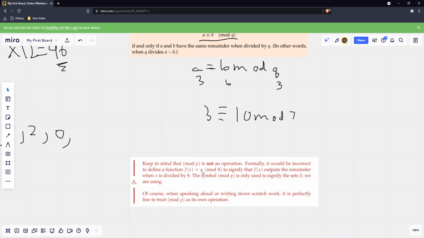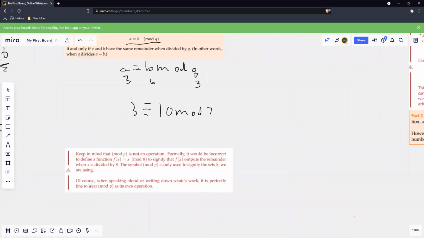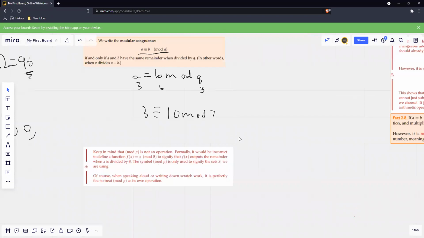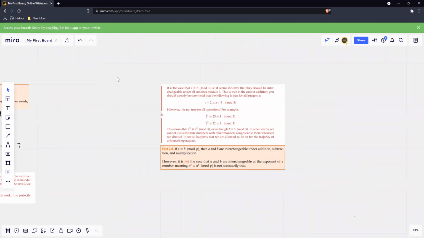f(x) is not a function. It's wrong to assume that f(x) outputs the remainder when x is divided by 8. That's not a function. The symbol mod p is only used to signify the sets, as we learned earlier. When writing out scratch work, it's fine to treat it as its own operation. And then guess what? We got another warning.